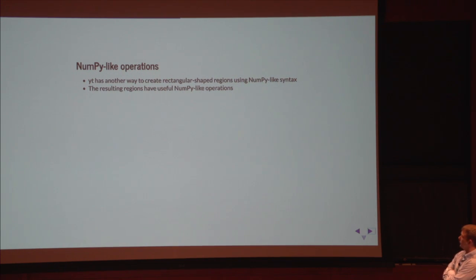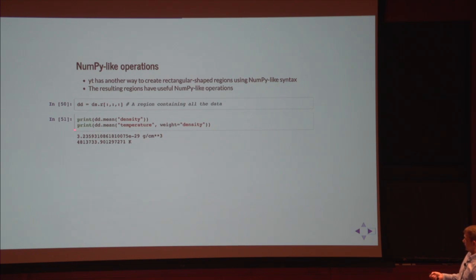This is also a relatively new feature. This is kind of just a different way to achieve some of the same things, but YT has another way to create rectangular shaped regions using numpy slicing syntax. So for example, if I do ds.r and I give it a slice like this, which if you know about numpy arrays, this should look familiar to you. This is essentially asking for the entire array because the colons for each dimension run from beginning of the array to the end if you don't give it any numbers. So that gives me a region.